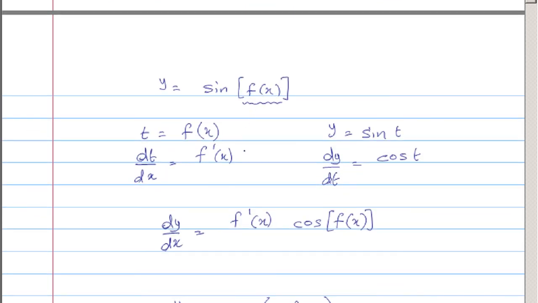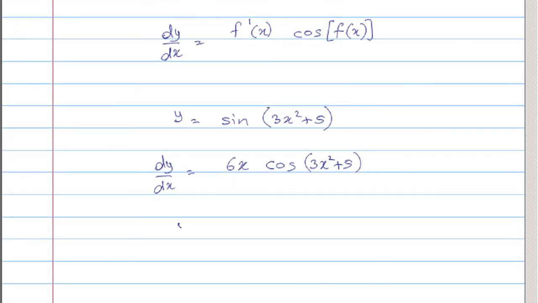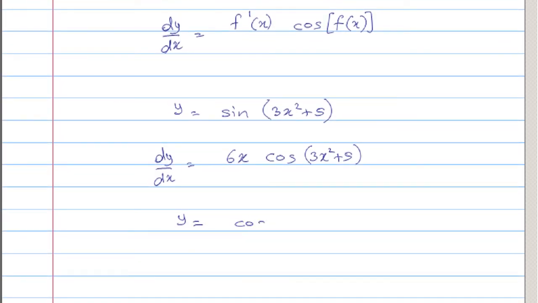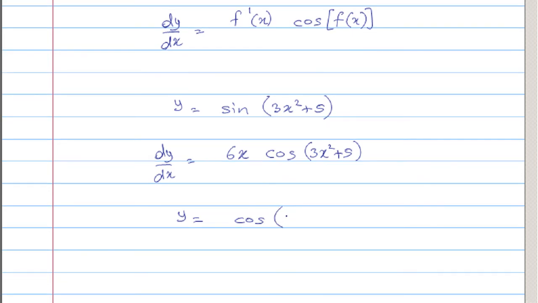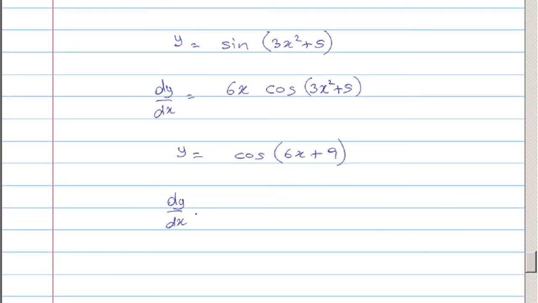Now, although I've only shown this for sine of f(x), the same applies for all other trigonometric functions. So let's say I have y equals cos of, let's say, 6x plus 9. Now dy over dx for this is going to be, once again, treat the cos of 6x plus 9 as cos of x. So what's the derivative of cos of x? The derivative of cos is minus sine.